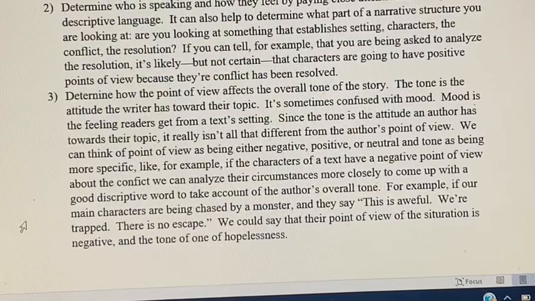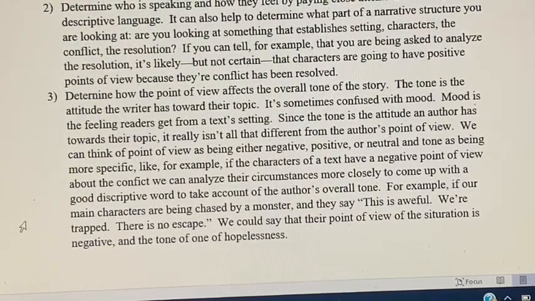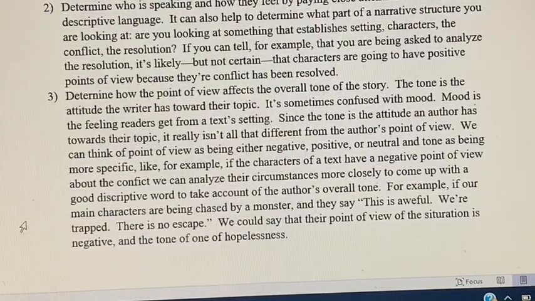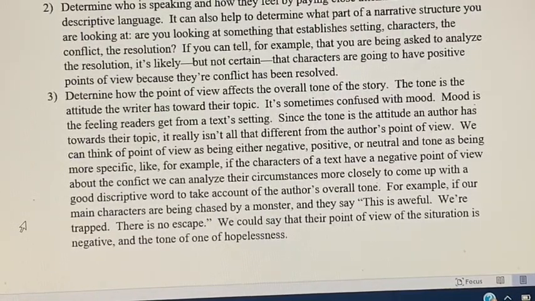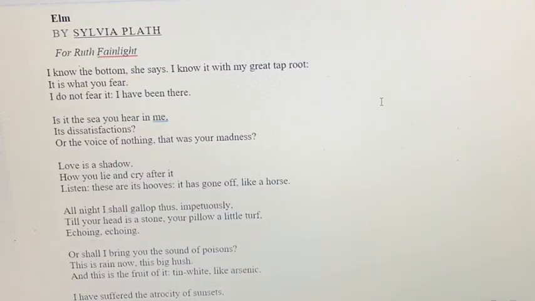So we can think of point of view, if this helps, as being either negative, positive, or neutral, and tone as being more specific. For example, if the characters of a text have a negative point of view about the conflict, we can analyze their circumstances more closely to come up with a good descriptive word to take account of the author's overall tone. For example, if our main characters are being chased by a monster and they say, "This is awful, we're trapped, there is no escape," we could say that their point of view of the situation is negative and the tone is one of hopelessness. Okay, so for our model, we're going to look at Elm by Sylvia Plath.